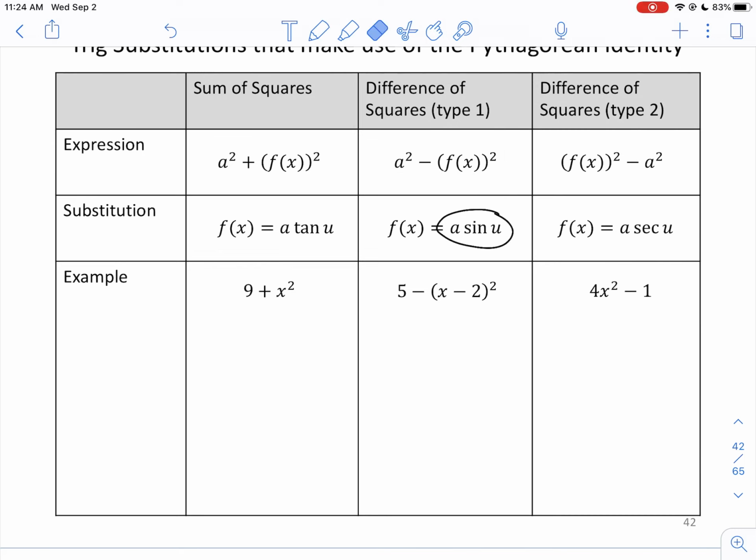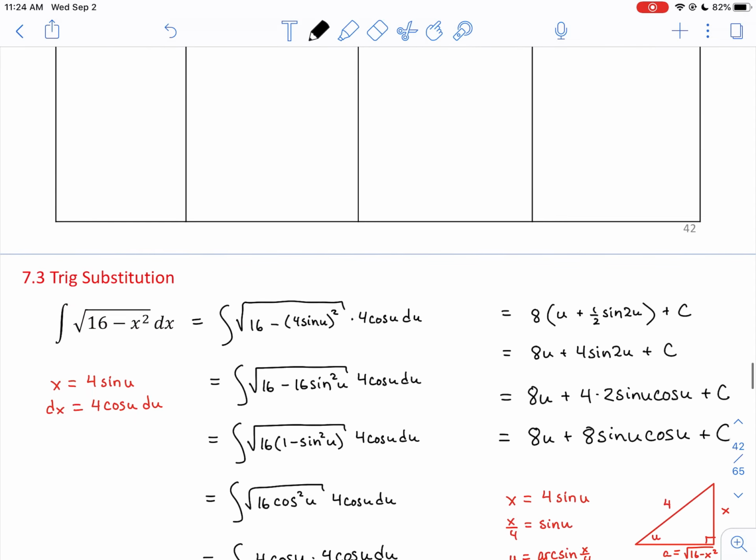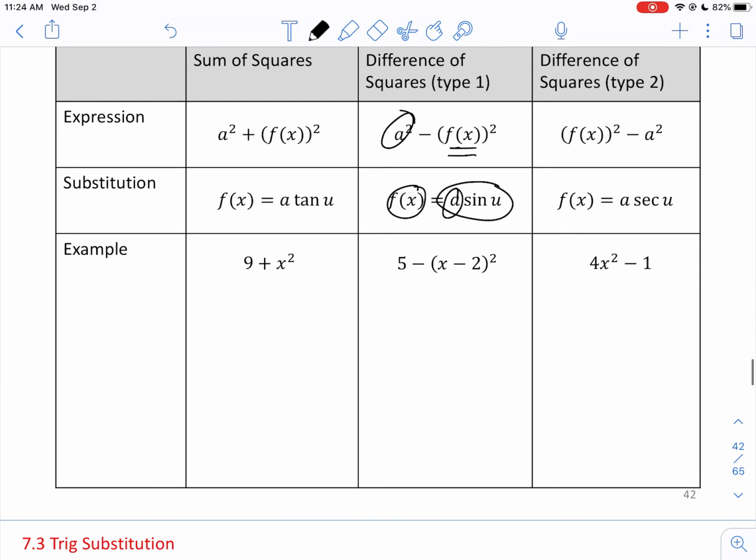You want to let the function equal a sine u, where a is the square root of whatever number is right there. And whatever function is sitting right here, in our case here, that function was simply x, right? It was x that was being squared. So that's what you want to put right here: let x equal a sine u.